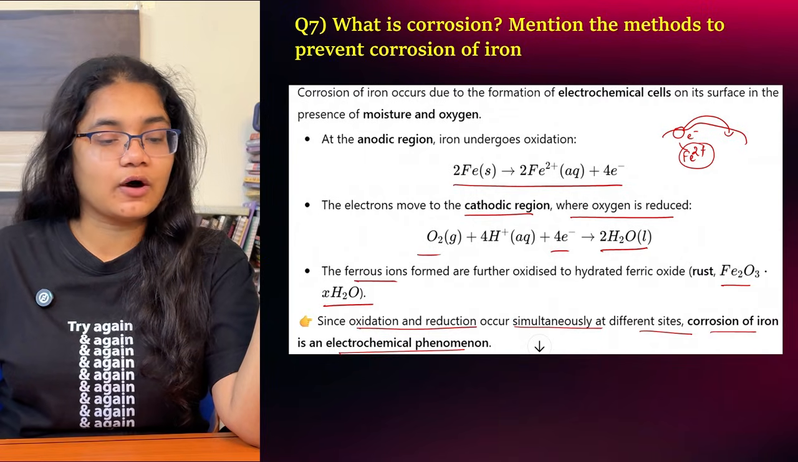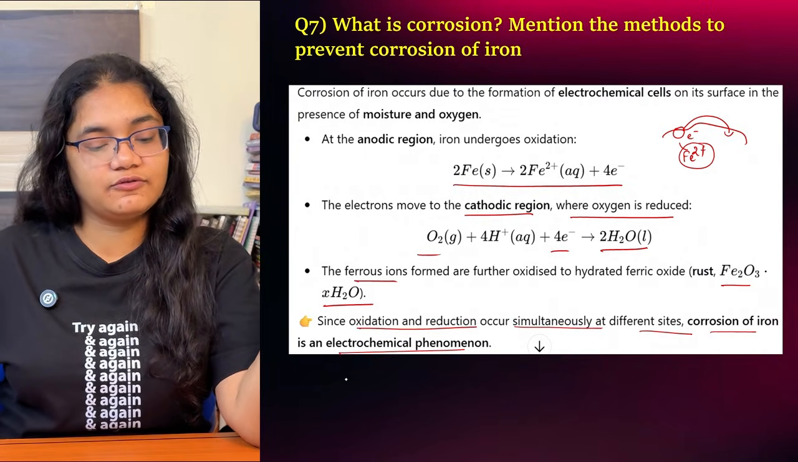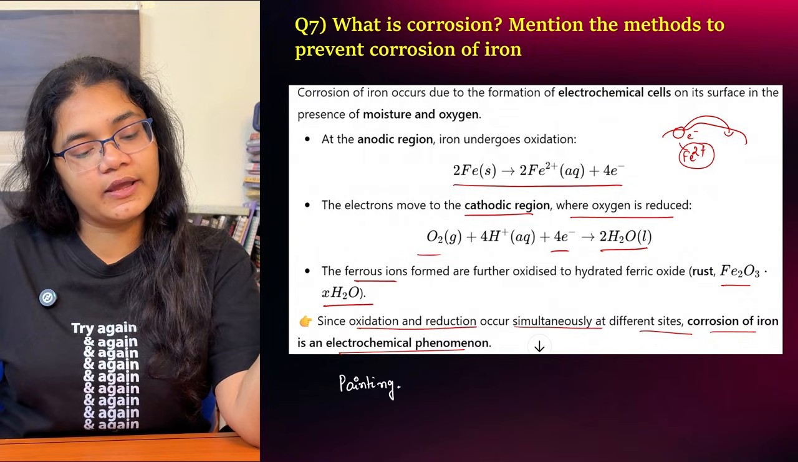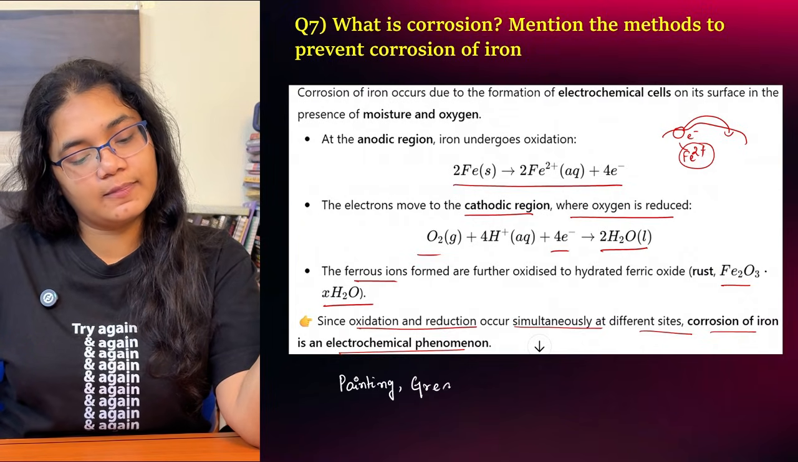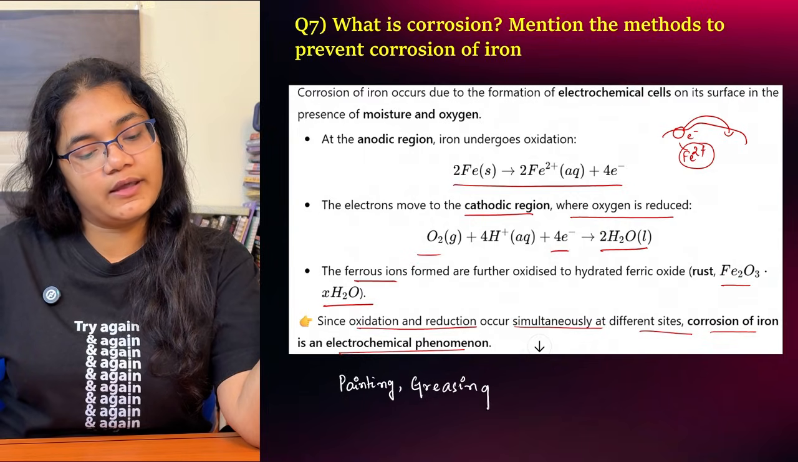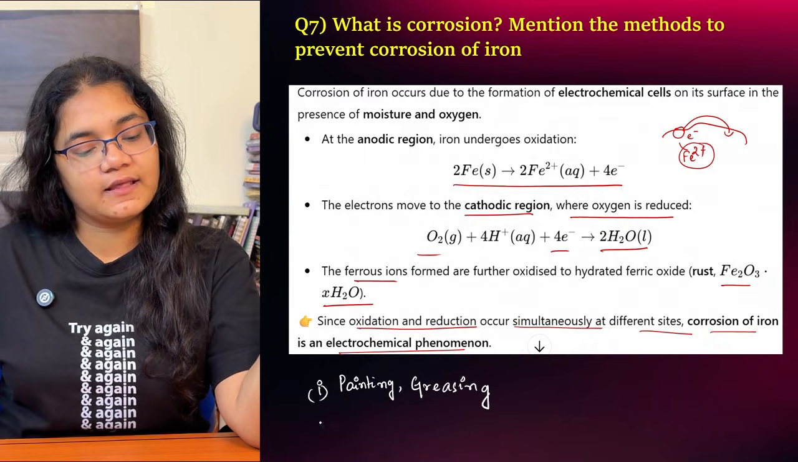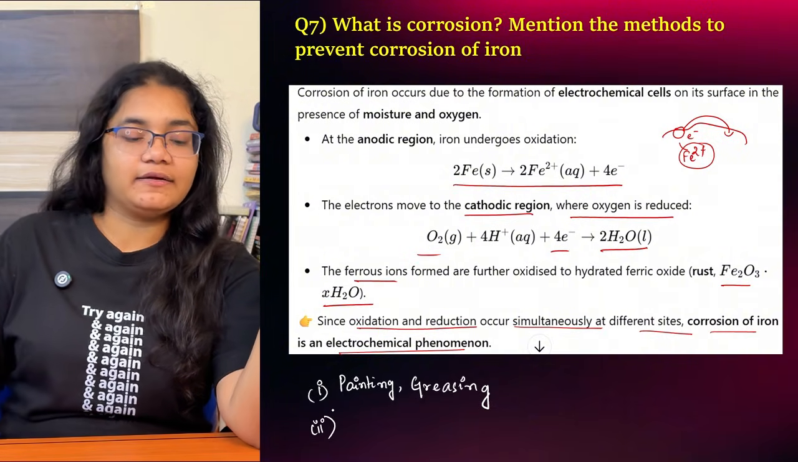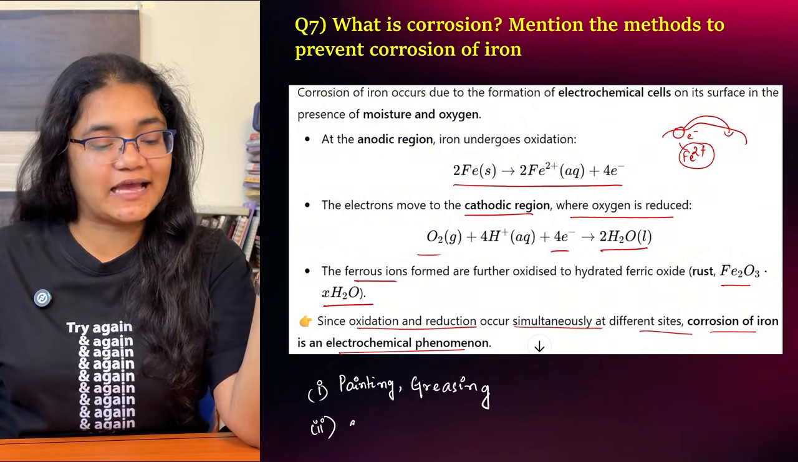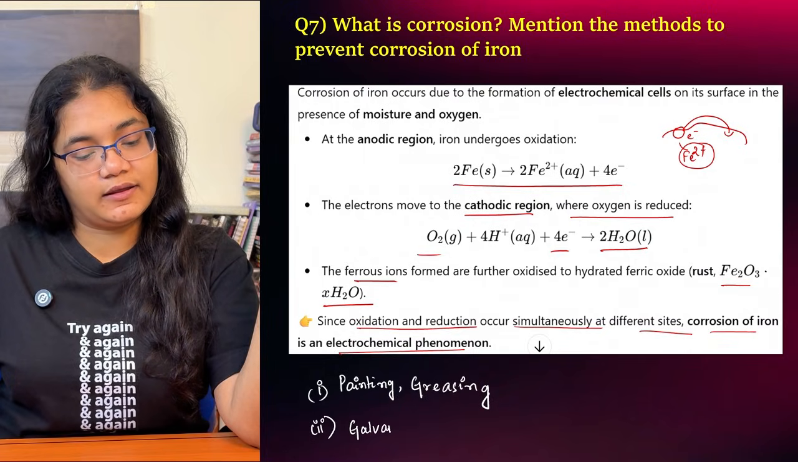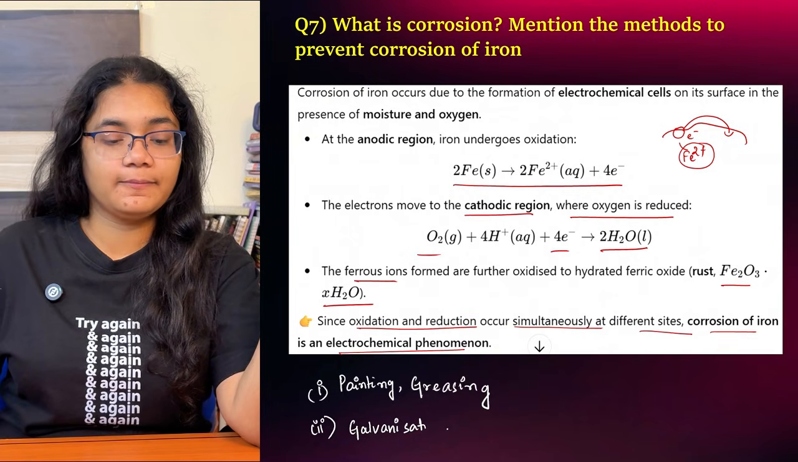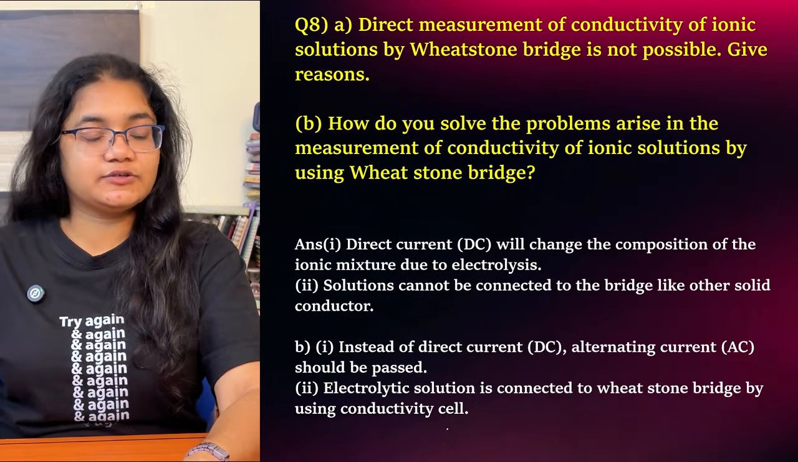Now next one is how to prevent corrosion. So for that you have so many methods like painting, okay, then you have greasing, okay, so this is one method. The second one we have is painting, greasing, and then we can use galvanization. Yes, galvanization. Okay, clear?